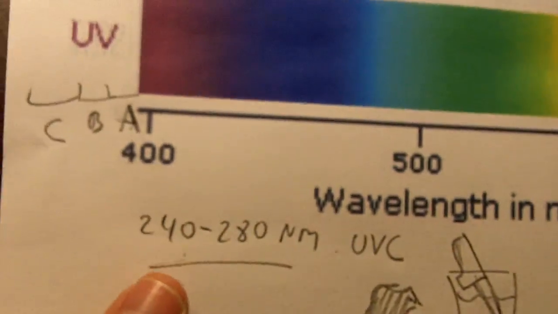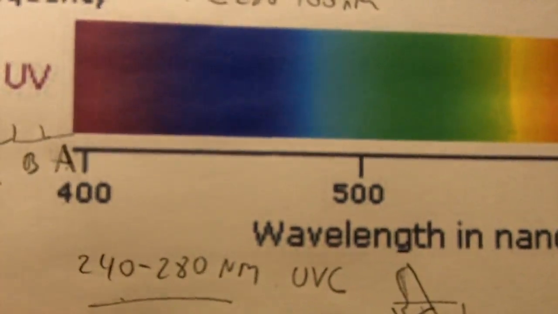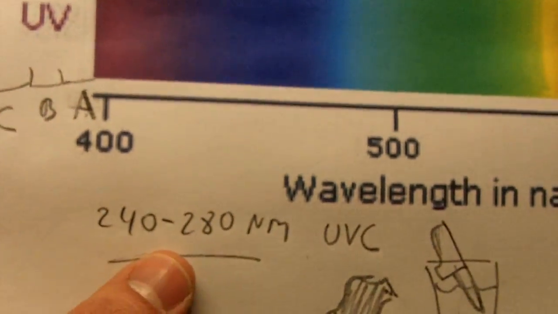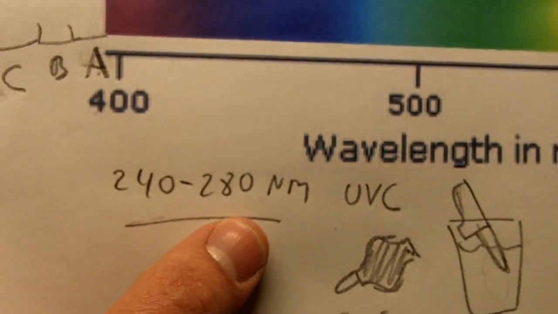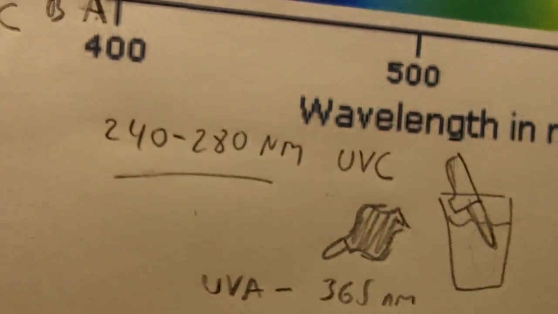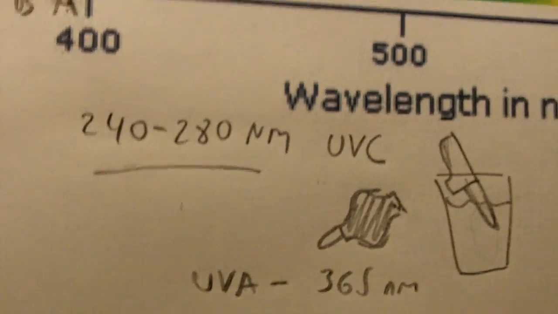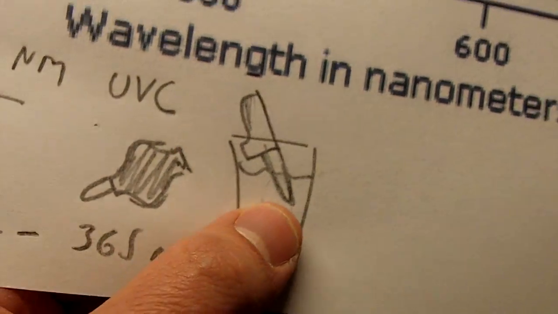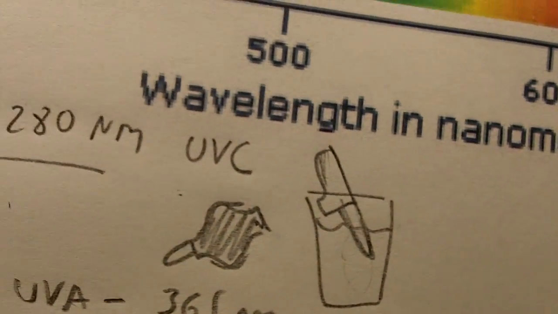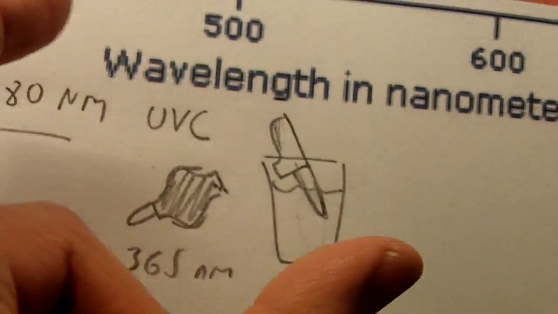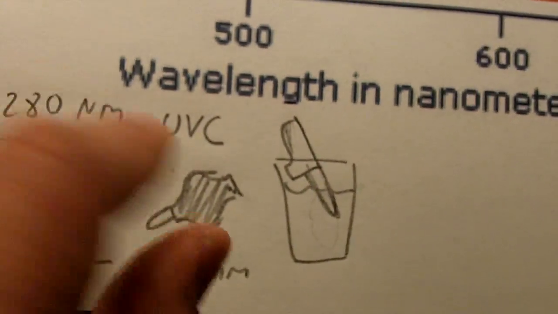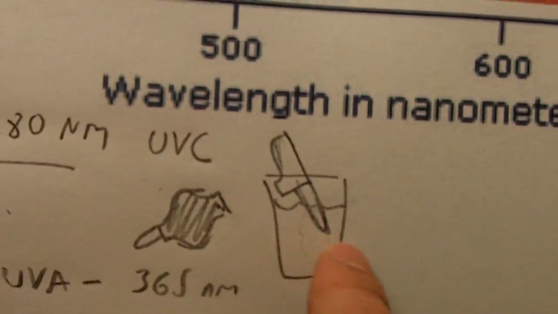Actually, for UV disinfecting, they use a frequency of between 240 and 280 nanometers. That's the frequency of UVC light used for disinfecting, also used for disinfecting water. You may have seen these little things called SteriPens. It's like a flashlight with a little rod in there.